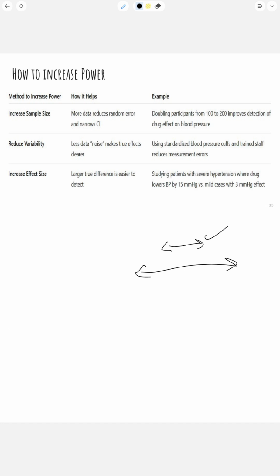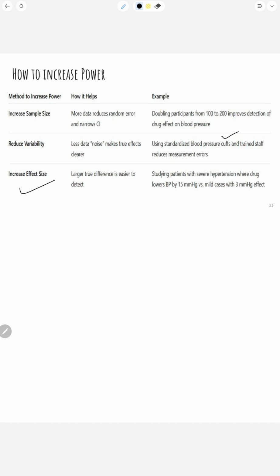The second thing you can do is reduce variability, essentially using accurate tools. For example, using standardized blood pressure cuffs, calibrating them regularly, using the same brand throughout. This ensures consistency throughout your data collection. So that's reducing variability. And the third thing is increasing effect size.